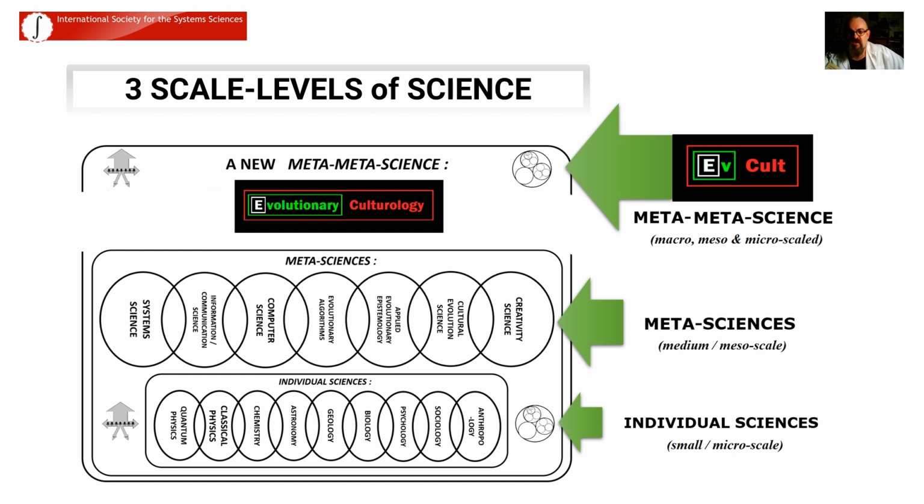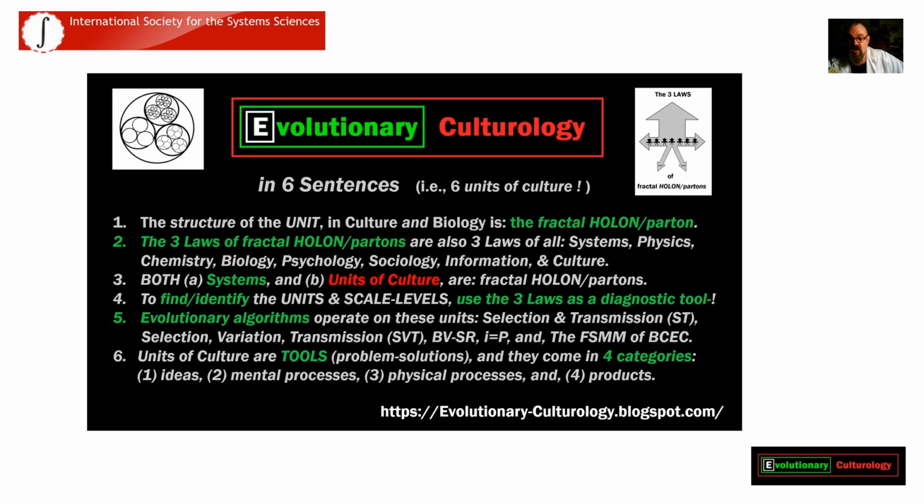I'm not currently aware of any other meta sciences. Neither is ChatGPT or the EthiSizer, so who knows, one might come along and compete and or cooperate with EvCult. But in the meantime, simplicity science. Well, it makes a lot of things a lot quicker and easier instead of complexity. Next. There's EvCult in 6 sentences or 6 units of culture.